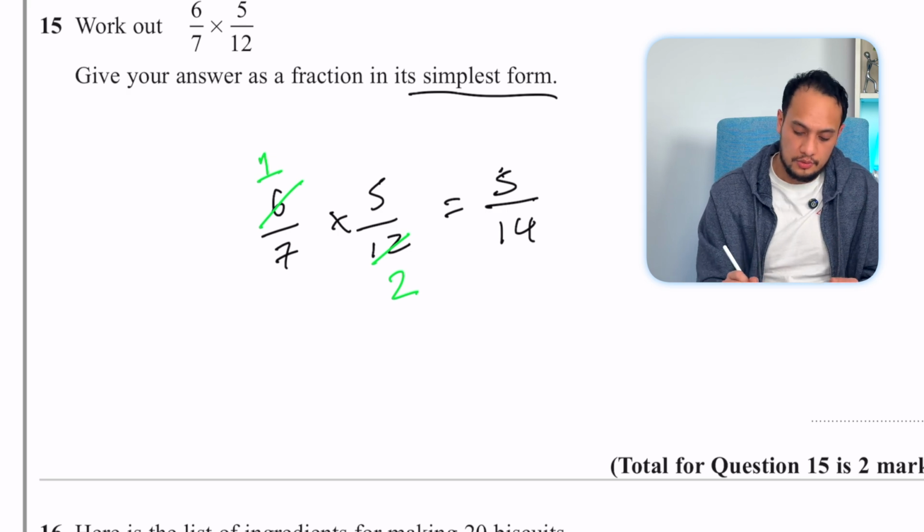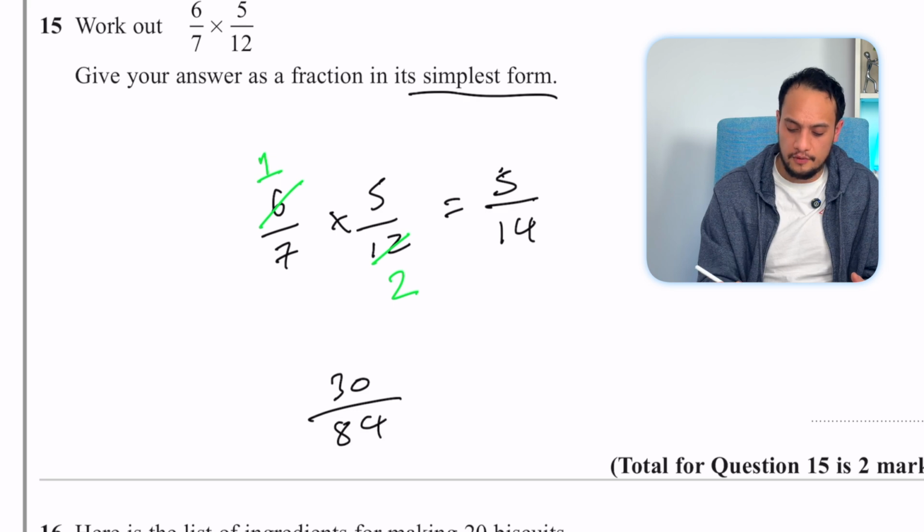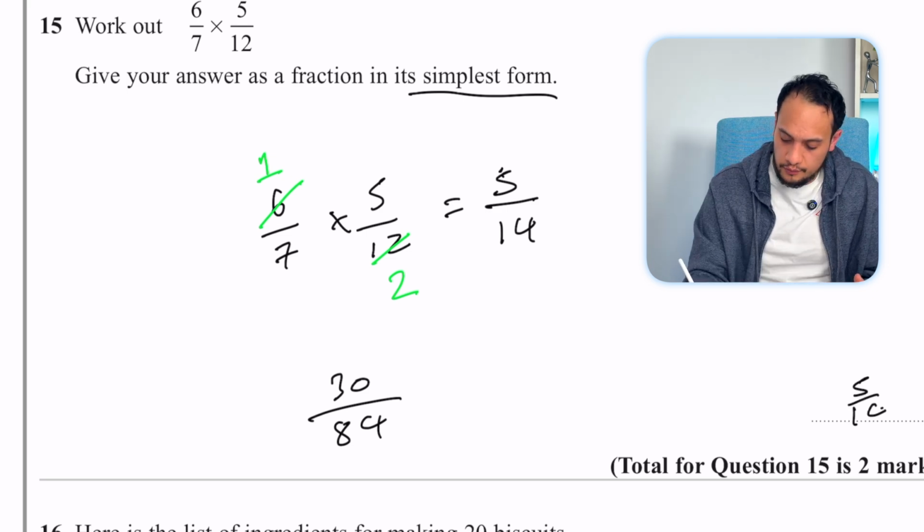Now I could also do 6 times 5 is 30, and then 7 times 12 is 84. And then from there I could cancel it down to 5 over 14 by dividing by 6. But it's a bit easier, as you can see with this, to cross cancel. So my answer is 5 over 14.